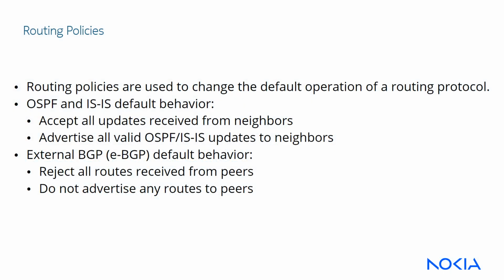Routing policies are used to manipulate the default operation of a routing protocol. They are configured independently of the routing protocols and can then be applied to OSPF, ISIS, and BGP. In data centers, external BGP or eBGP is becoming the protocol of choice for the underlay. The default behavior of eBGP is for the router to reject all routes received from peers and to not advertise any routes to peers. Routing policies are required to change this default behavior.